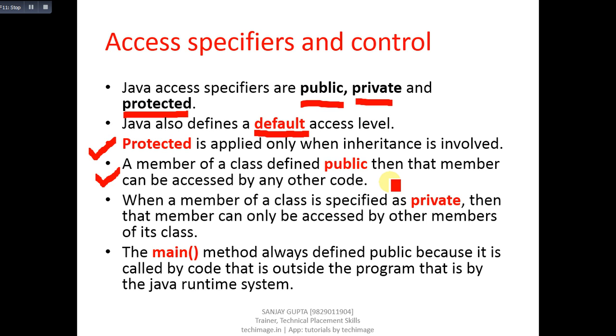When a member of a class is specified as private, then that member can only be accessed by other members of its class. So private members are only accessible within the class. The main method is always defined public because it is called by code that is outside the program, that is, by the Java runtime system. That's why we always have to define the main function as public.